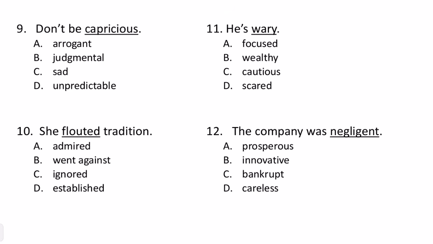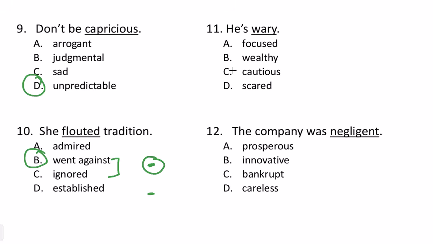Don't be capricious. Correct answer is don't be unpredictable. She flouted tradition. Correct answer is she went against it. Now, ignored is not a bad choice, but it's not the best choice. If you compare went against and ignored, it's kind of like different levels. Ignore is right here, but went against is even stronger. Flout is a very strong word, so that's why B, went against, is the better answer.